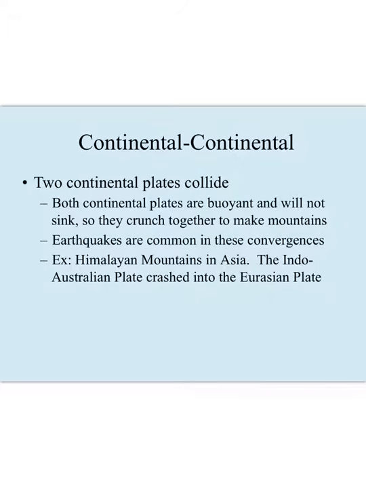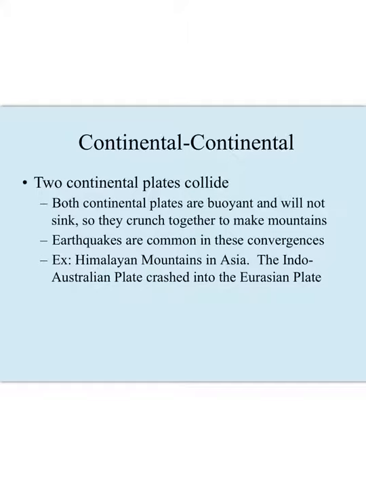Okay, the last type of convergent plate boundary we're going to talk about is the continental plates. So here we have 2 continental plates colliding. Remember, continental plates have a much lower density than oceanic plates, so they won't sink. So if you have 2 continental plates collide, neither of them will sink. So there's nowhere to go but up. So we get really large mountains. These mountains, however, will not be volcanic.